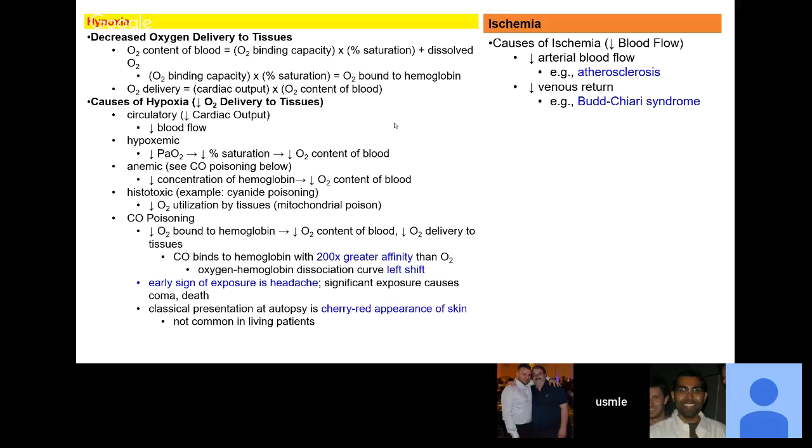So the cause of the ischemia is about decreasing blood flow, you know, atherosclerosis or Budd-Chiari syndrome. Which, give me the definition of Budd-Chiari syndrome. Come on, we did that multiple times. Kevin, what is Budd-Chiari syndrome?